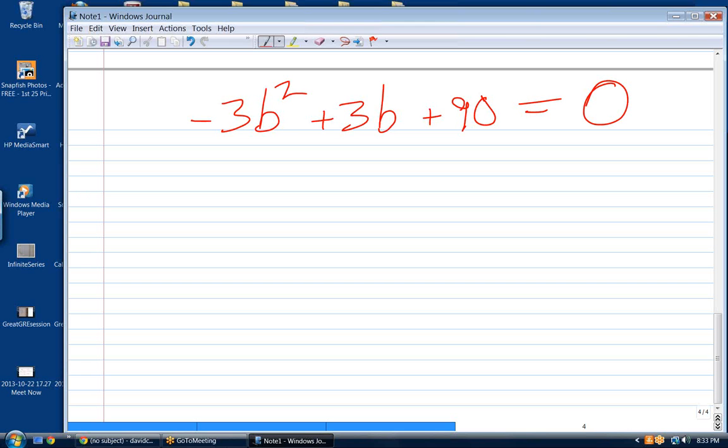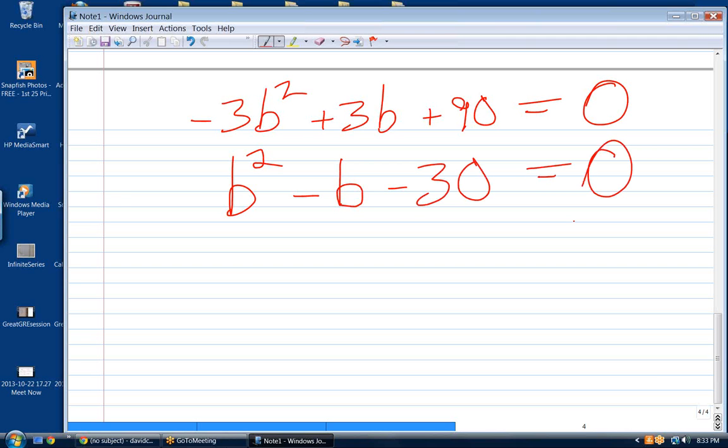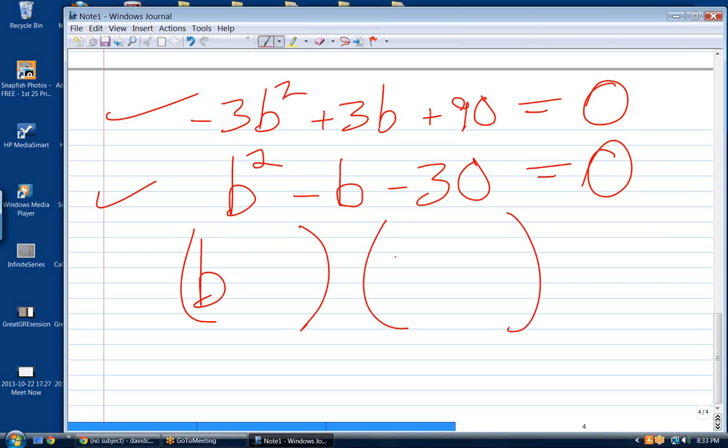But there's actually something else I could divide everything by that makes it simpler still. Negative 3? Right. So b squared minus b minus 30 equals 0. So this is the same problem, much easier to factor. Notice now I always have the same coefficient in front of the b terms.